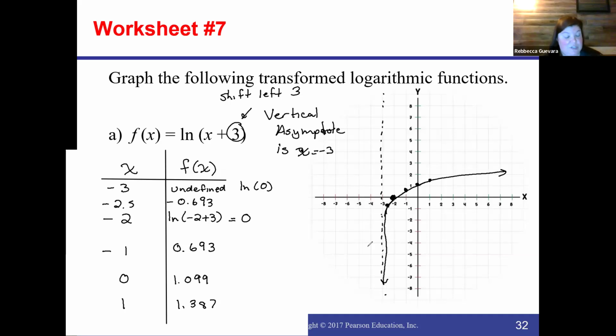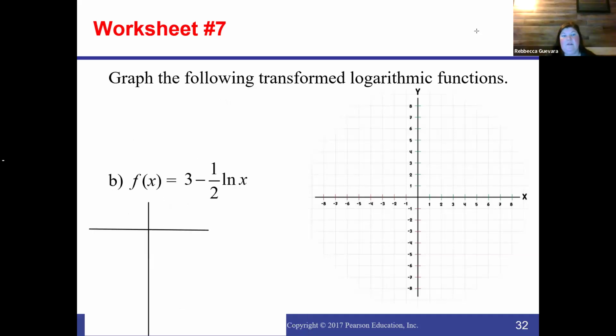Okay, so let's do B next. For here, what we have is a 3 on the outside, so this should shift everything up. And then we have a negative on the outside of the common log. This means we should have some sort of reflection. Once again, let's pick some points. If we did things like negative 1, that'd be undefined. If I did 0, that is undefined. If I do 1, then I should get 3.